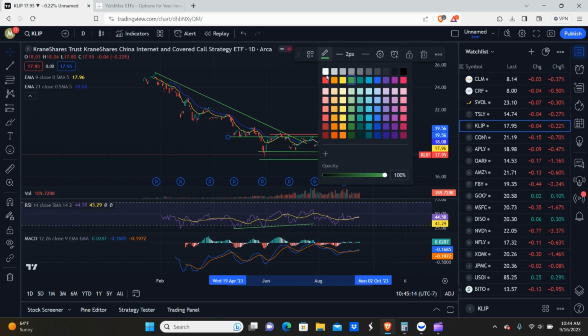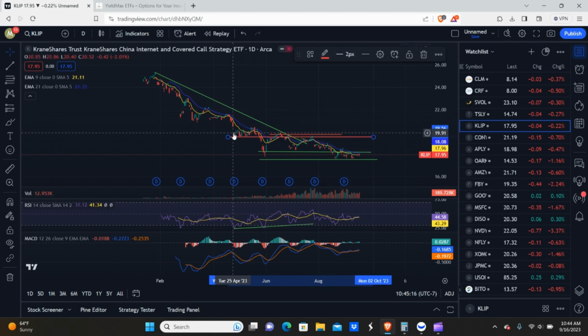this previous support area turned resistance. As you guys can see, it was support here, broke down. Now it came back up and tested and rejected a couple of times. So probably somewhere between 1950 to about 1980 a share. Again, you guys can use these indicators, the RSI and the MACD and the EMAs if you want to.